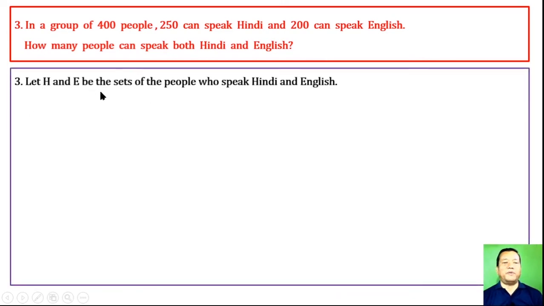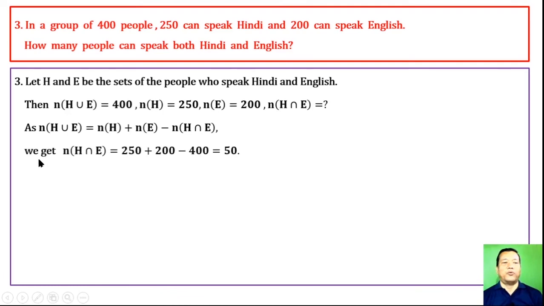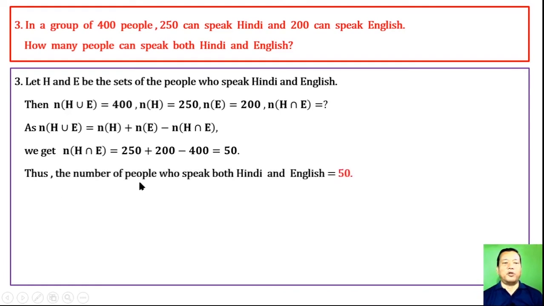Let H and E be the sets of the people who speak Hindi and English. Then n of H union E is 400, n of H is 250, n of E is 200, n of H intersection E is what? As n of H union E is equal to n of H plus n of E minus n of H intersection E, we get n of H intersection E is 250 plus 200 minus 400, that is 50. Thus, the number of people who speak both Hindi and English is 50.